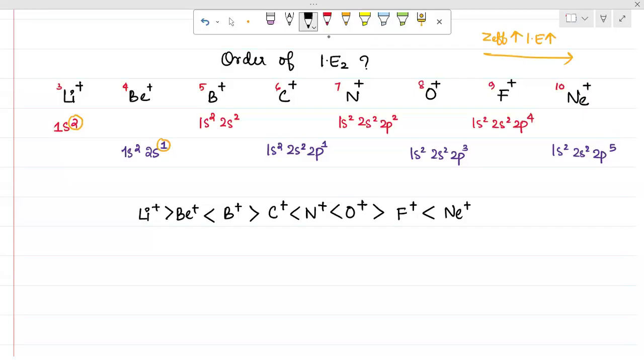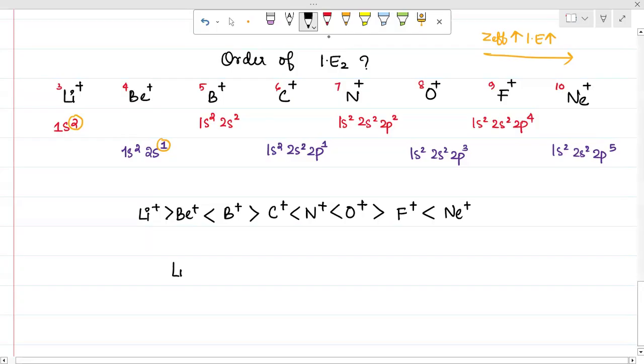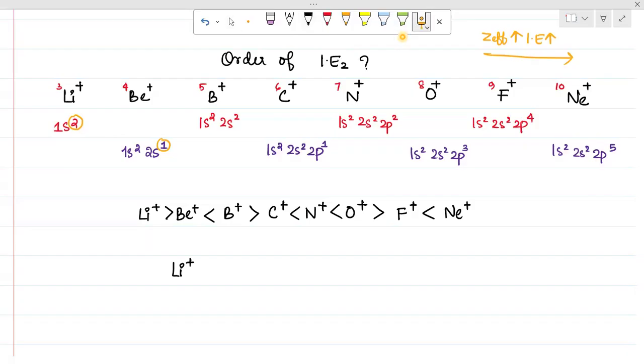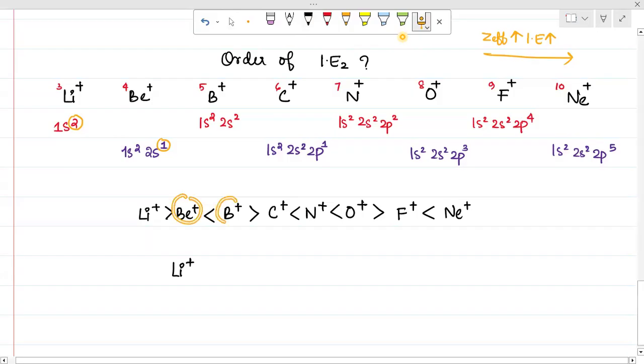Now let's say that you have to write the actual order in a continuous decreasing or increasing order. So what will you do? What you have to consider over here is, see, this one is noble. Lithium plus is noble. So definitely noble gas configuration, that will come first. Lithium plus. And then if you check, lithium, beryllium is small, but then boron is higher.